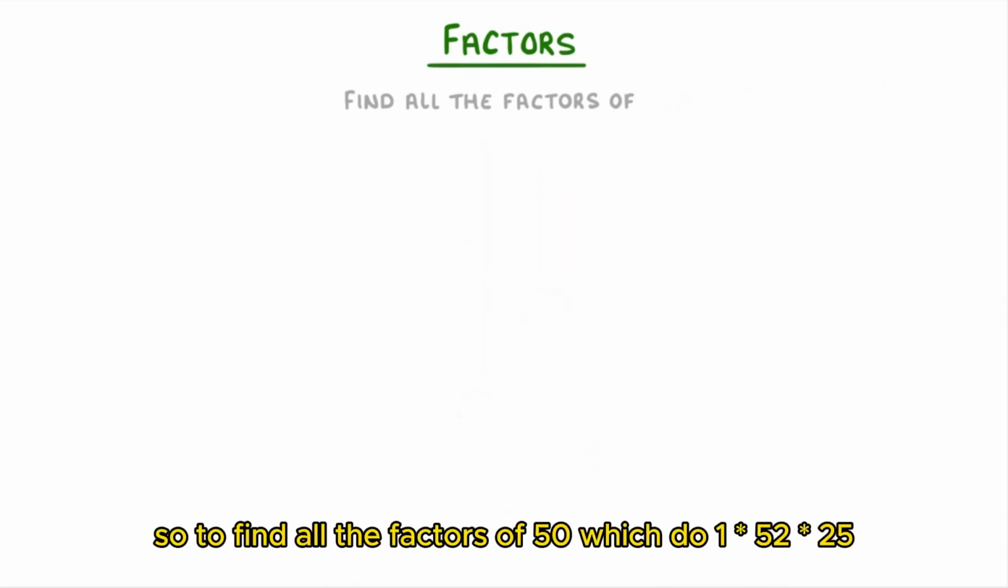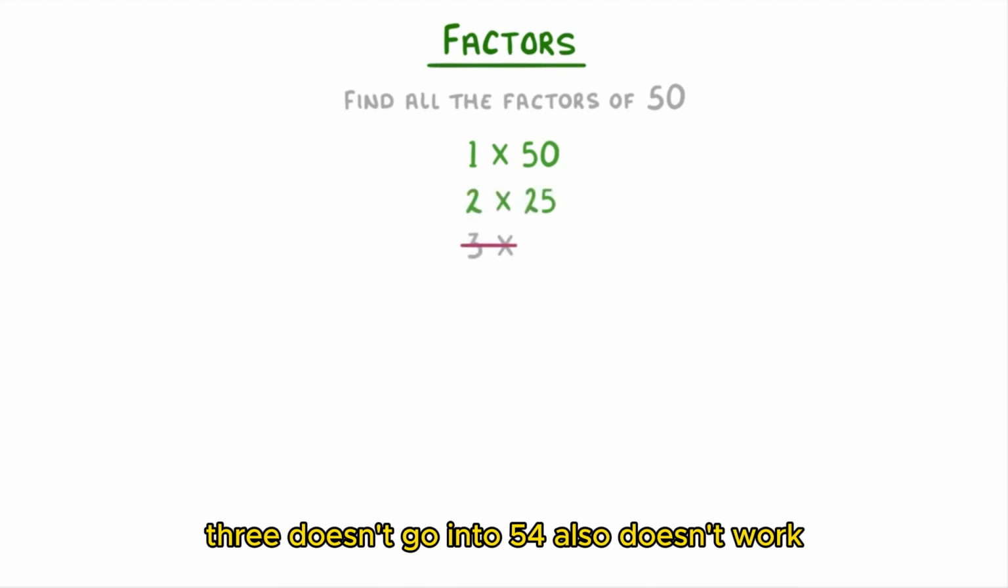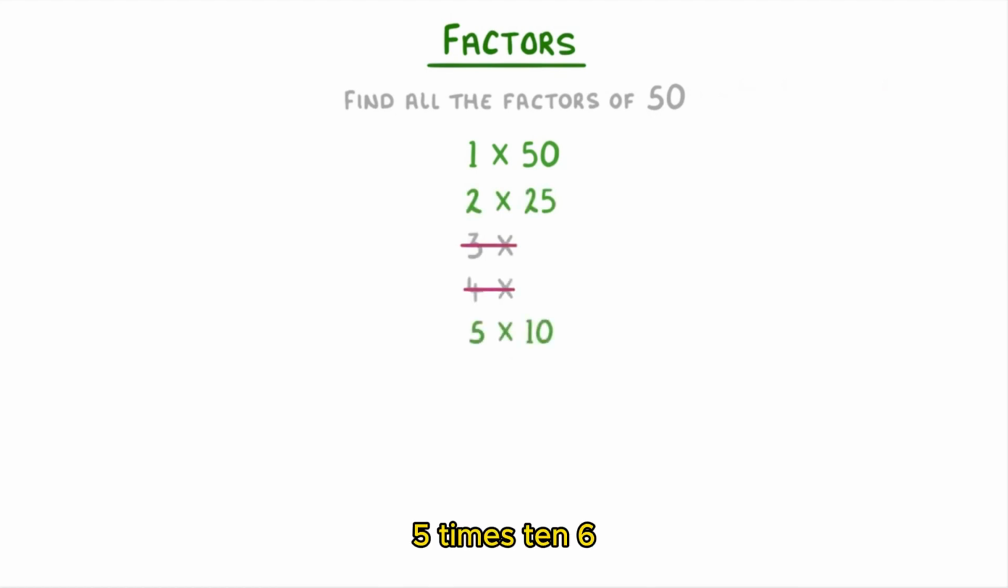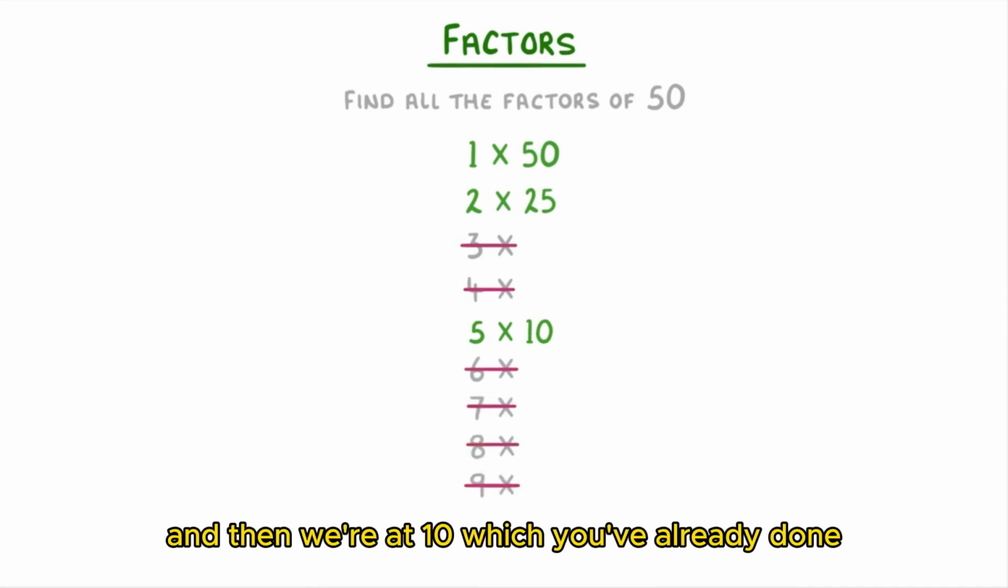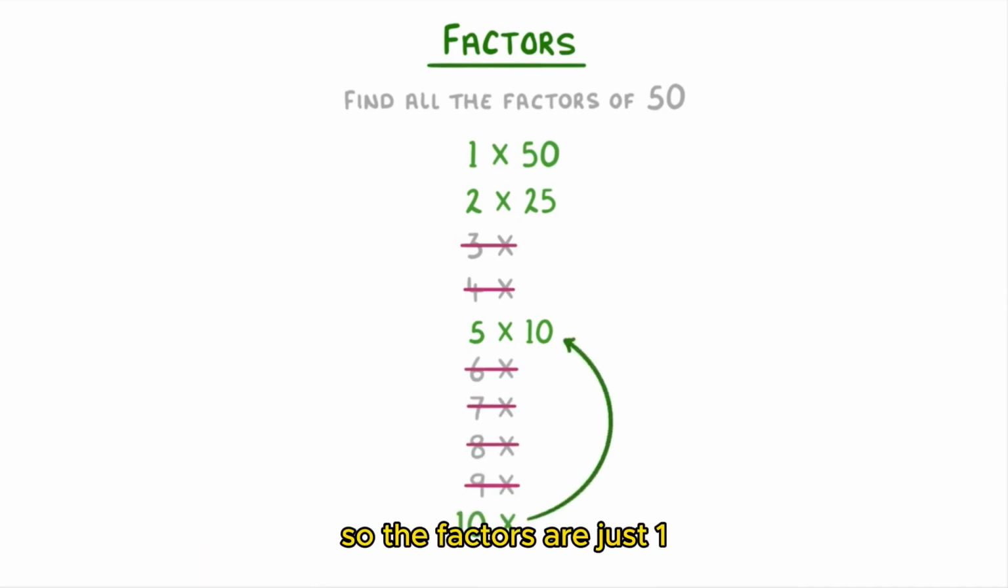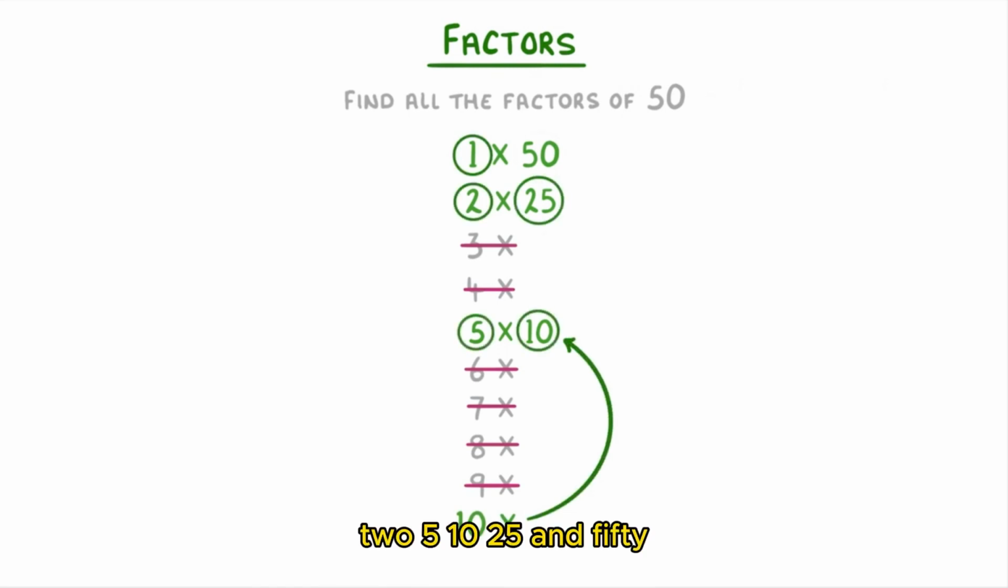So to find all the factors of 50, we'd do 1 times 50, 2 times 25, 3 doesn't go into 50, 4 also doesn't work, 5 times 10, 6, 7, 8, and 9 don't work. And then we're at 10, which we've already done. So the factors are just 1, 2, 5, 10, 25, and 50.